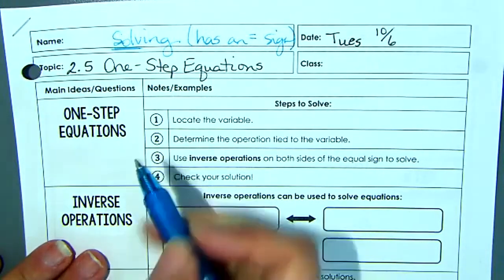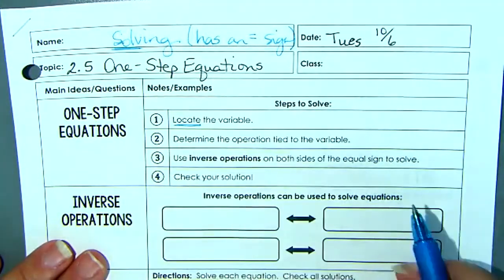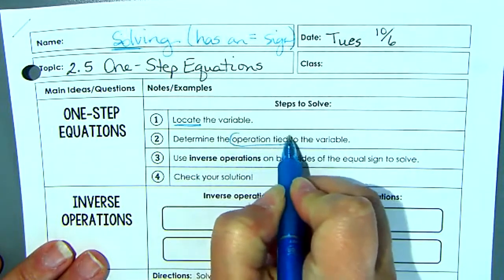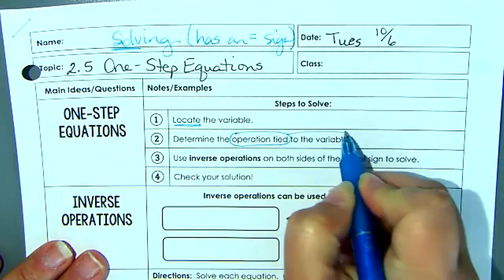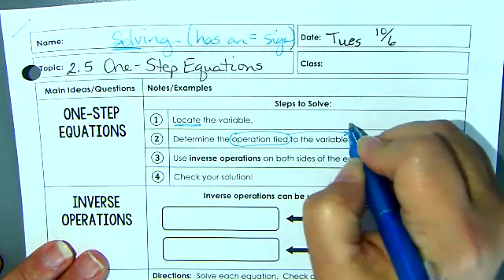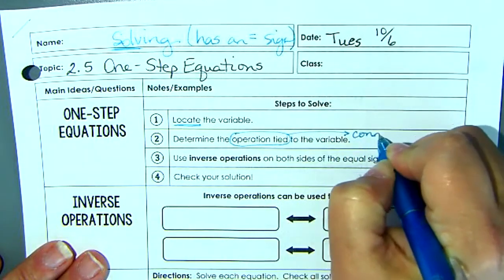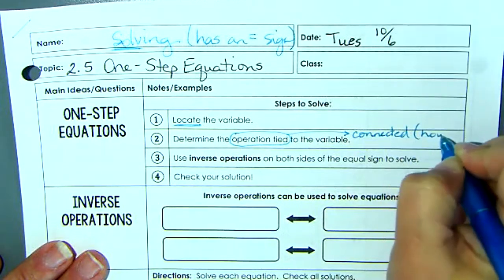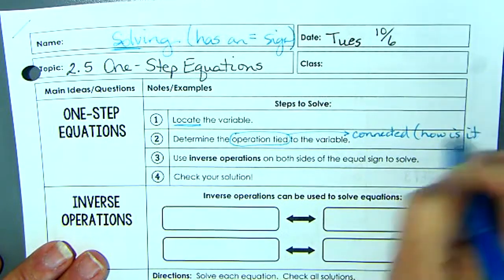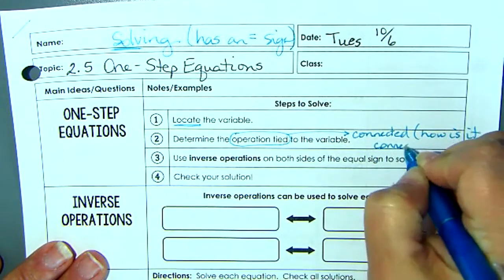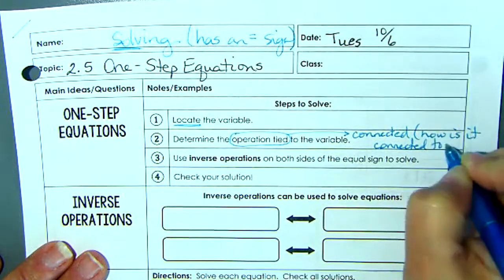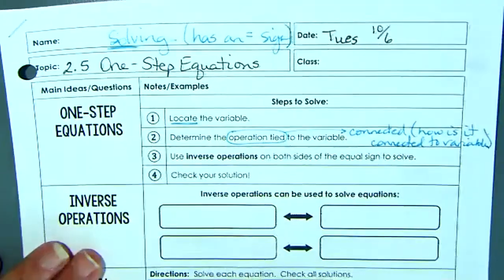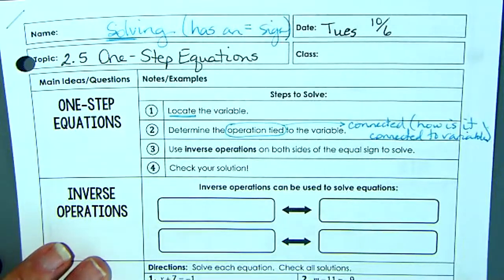The first step is you always locate the variable, and then you determine the operation that's tied to it, or connected. You may hear me ask that question: how is it connected to a variable?